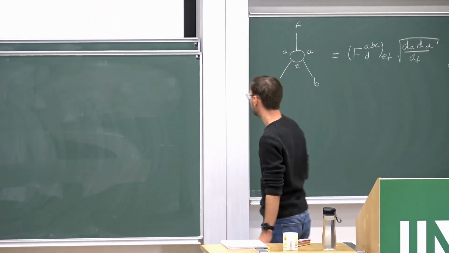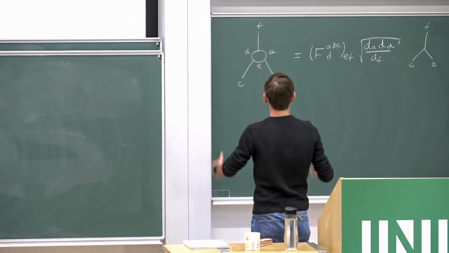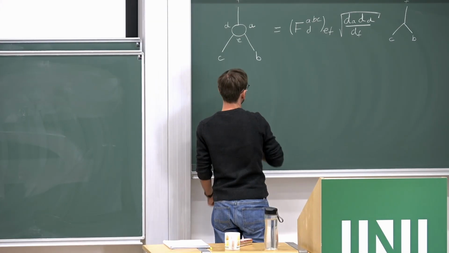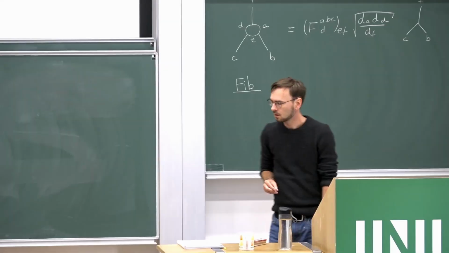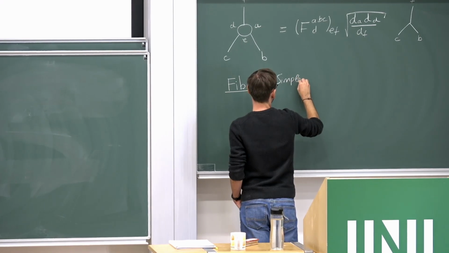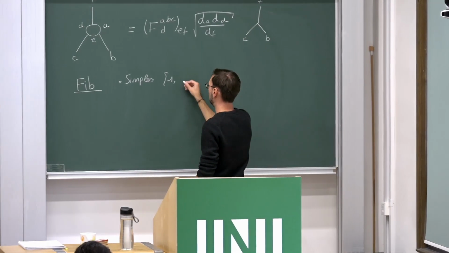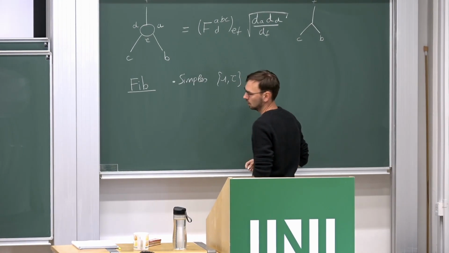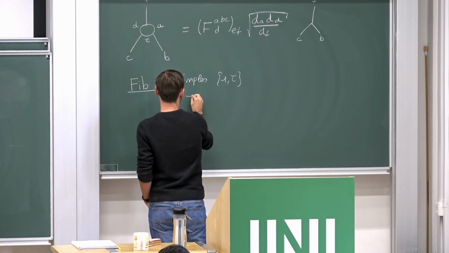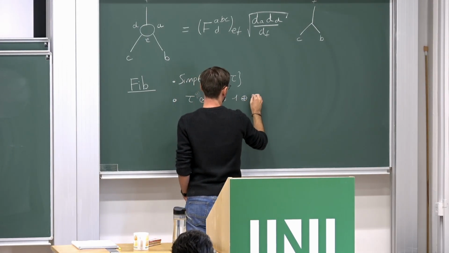I will be applying this to the Fibonacci fusion category, so I will now write down the data for it. It consists of two simple objects, which I will call 1, which is a monoidal unit, so tensoring with 1 gives the object itself, and then there's a non-trivial object tau. There's only one non-trivial fusion rule, which is given by tau squared is equal to 1 plus tau.